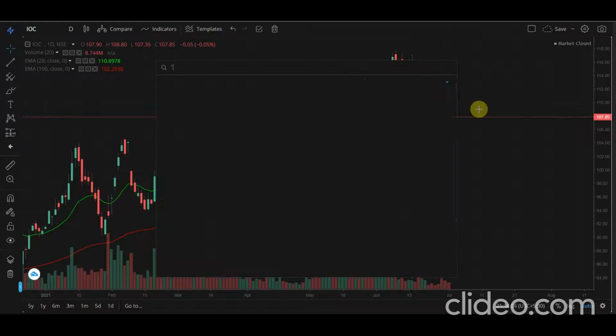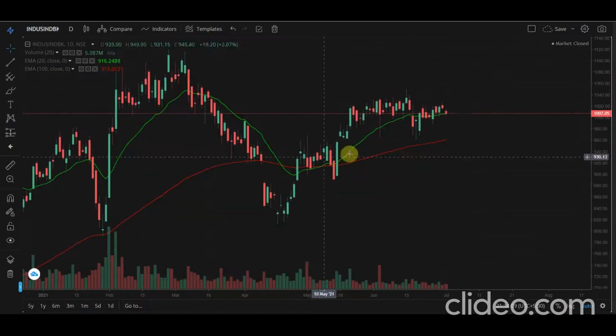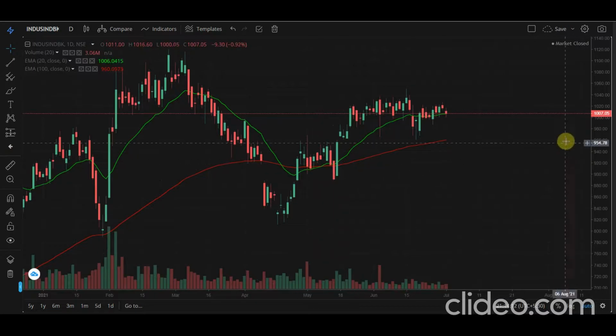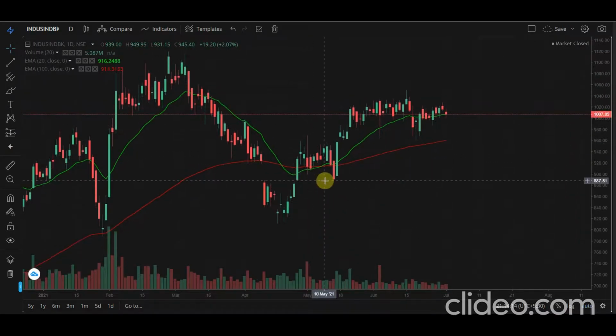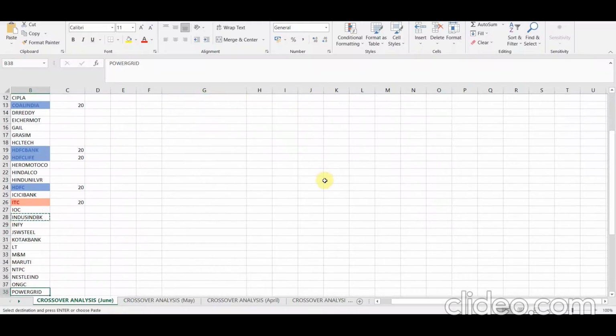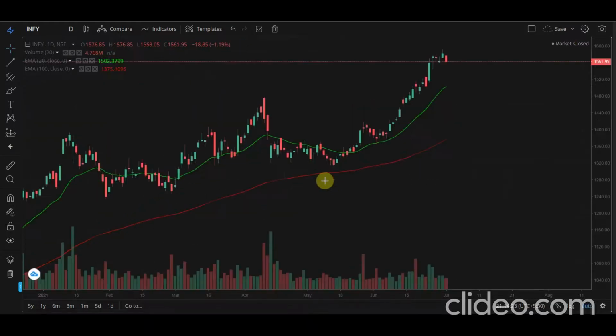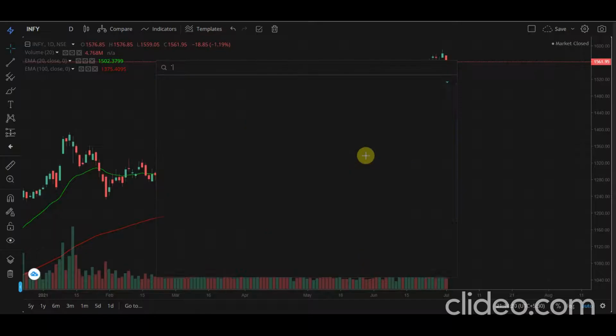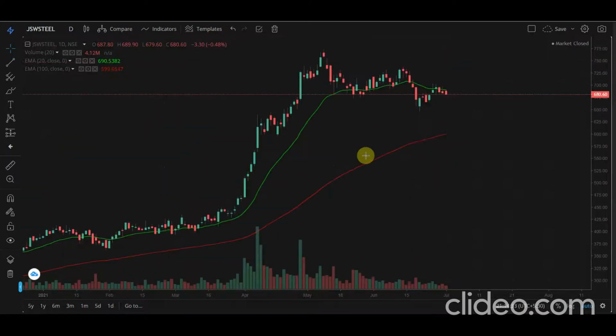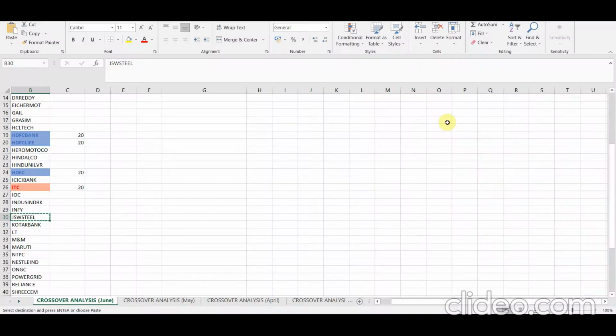Next is Investment Bank. Too far, it has shown a crossover at the start of May. We might have captured this one. Next is Infosys. Too far. As I said, IT stocks will have very strong moving average gaps. Next is JSW Steel. Again, it will have a very wide gap, I guess. Yeah, the distance is quite wide. Although the 20 EMA is flattening out, the gap is still too wide. So we will ignore this one for the time being.